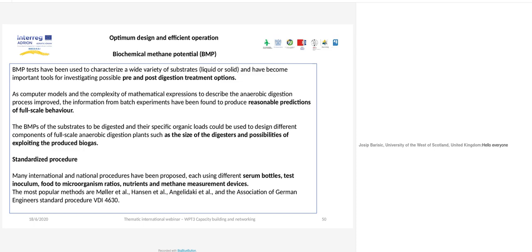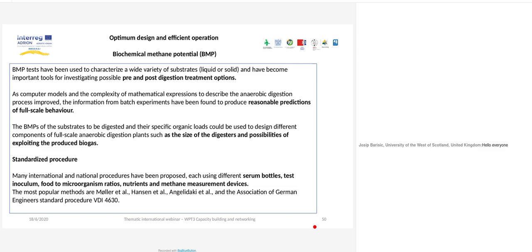The BMP tests have been used to characterize a wide variety of substrates, either liquid or solid. As we said, depending on the total solids content, we have various technological standards of the digestion process. They have been important tools for investigating possible pre- and post-digestion treatment options. These batch experiments have been found to produce reasonable predictions of full-scale behavior. And the BMP tests of the substrates to be digested and their specific organic loads could be used to design different components of a full-scale anaerobic digestion plant, such as the size of the digester and the possibilities of exploiting the produced biogas.